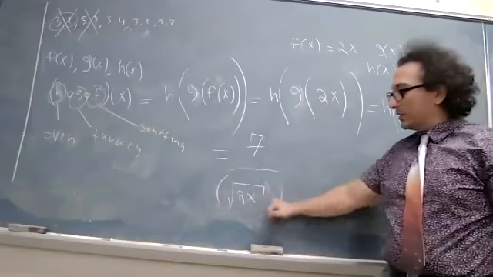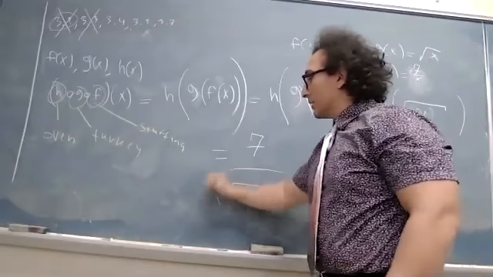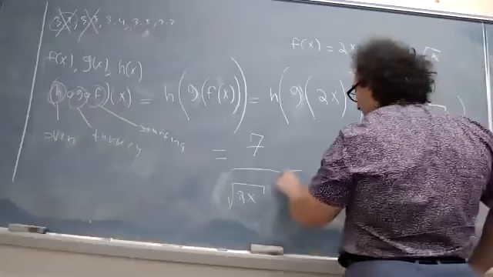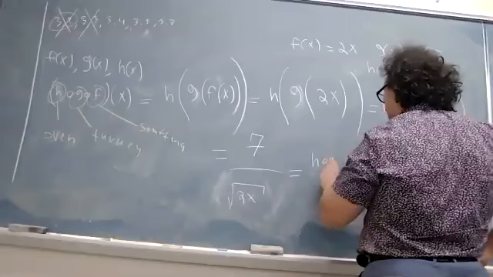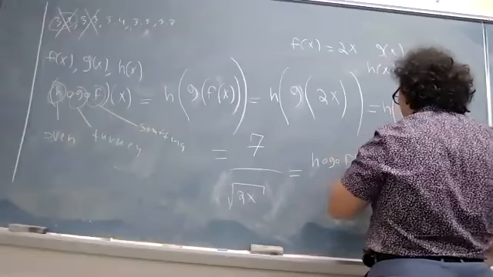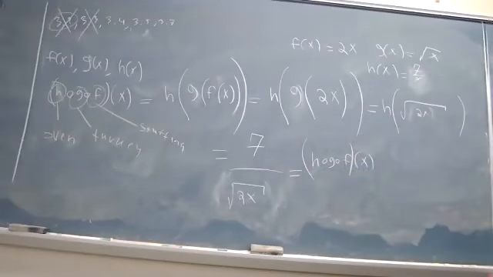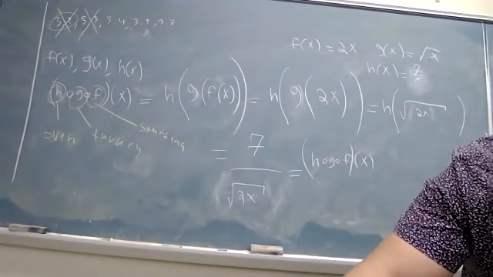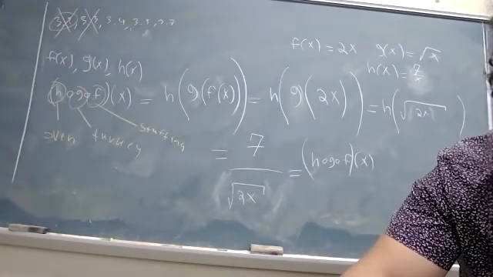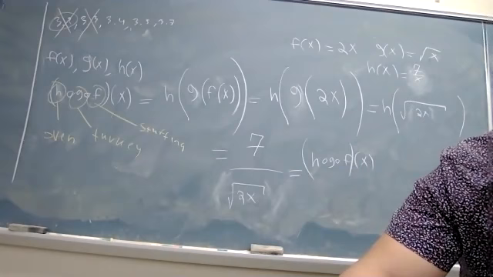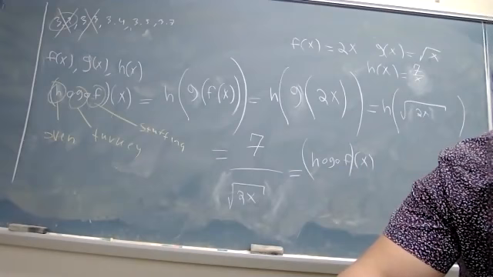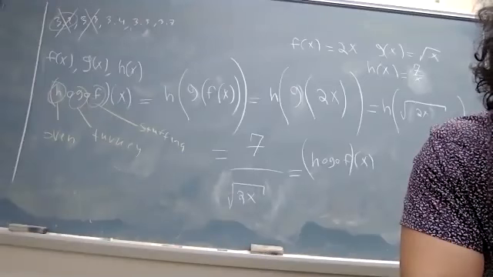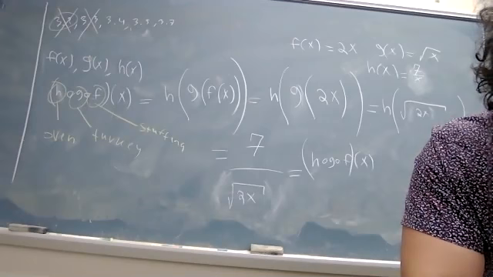And you know what? Once we do that, we don't really need the parentheses anymore. That was just there to show us, hey, that's where x used to be. And now we're sticking the stuffed turkey into the oven. So this is actually h composed with g composed with f of x. That equals 7 over the square root of 2x. Makes sense?